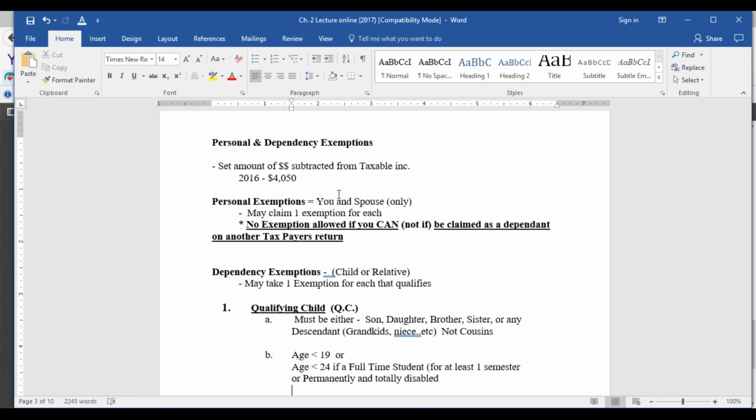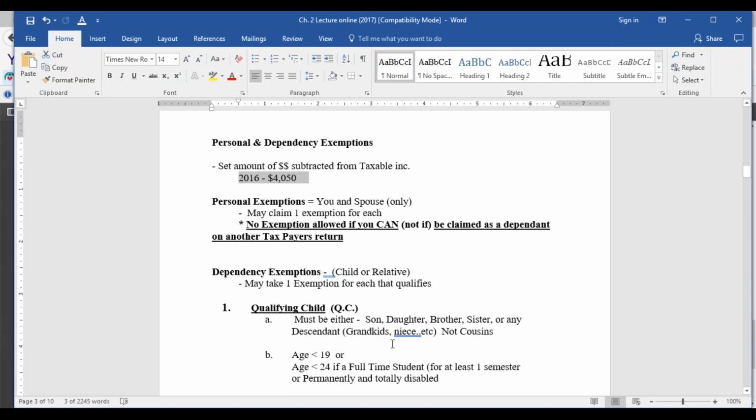But next, once we've figured out our filing status, we need to determine, can I claim somebody as a dependent? And if so, how much do I get to take off my taxes for every person I claim? Well, that number changes every year.